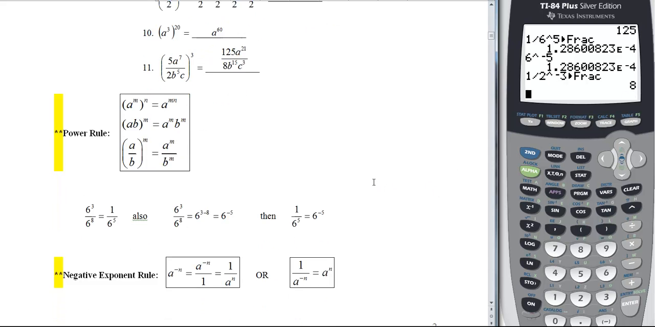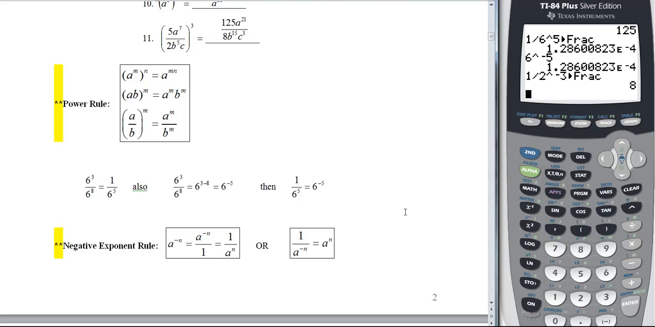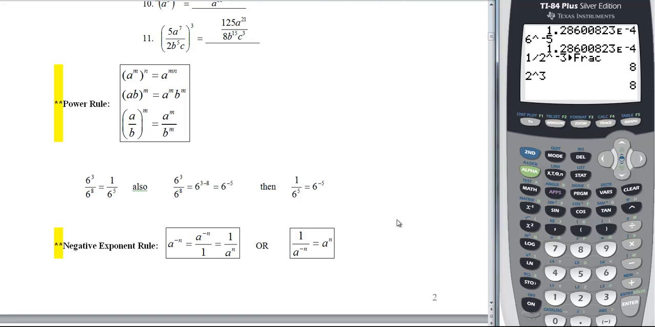Well, let me go down a little bit. Here's my negative exponent rules. If I have a raised to a negative exponent, technically that's over 1. To make it positive, you get the reciprocal, or you move it to the denominator. Now this one that I just did, I had 1 over 2 to the negative 3, which means I could move that up, so I'd have 2 to the third, which should give me my 8.